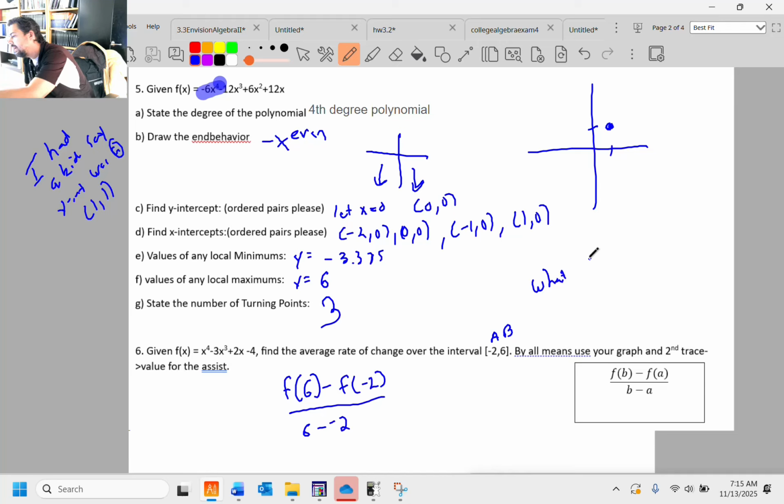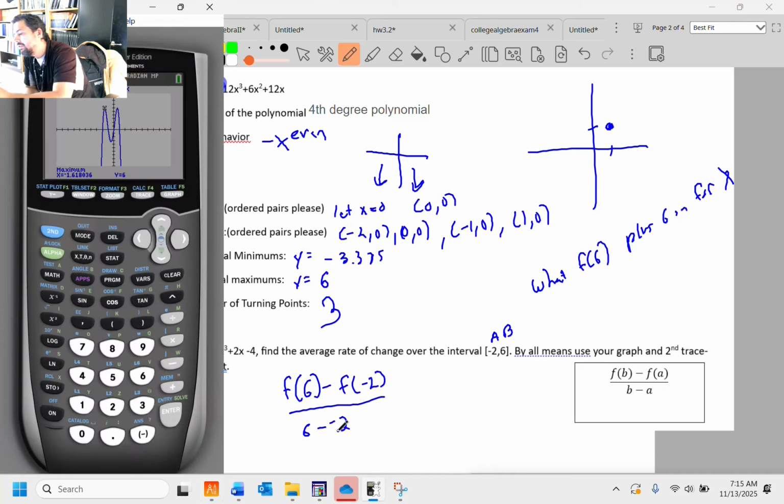What is f of 6? This is not an Algebra 2 standard. This formula is not an Algebra 2 standard. What is f of 6? It means plug 6 in for x. It means find y. The f literally stands for find. Find y when x is 6.